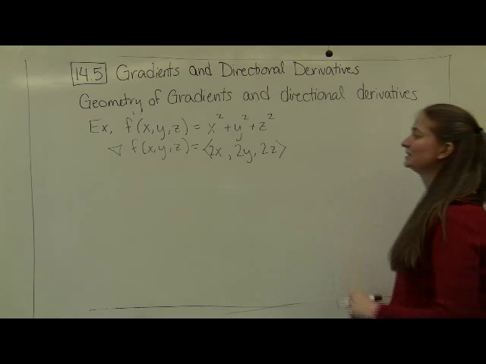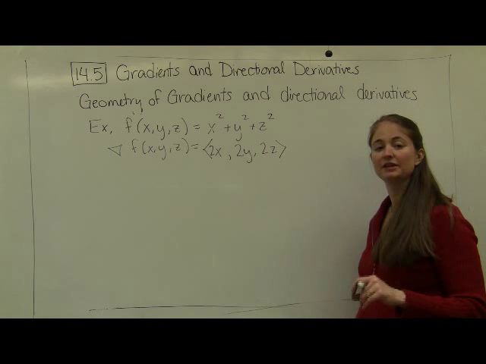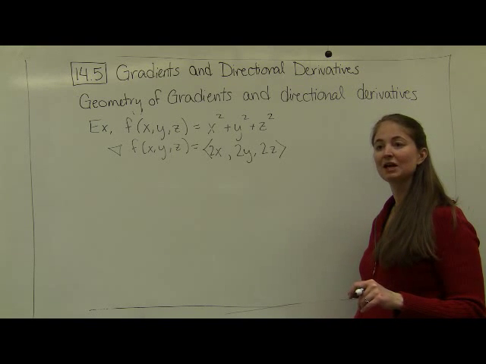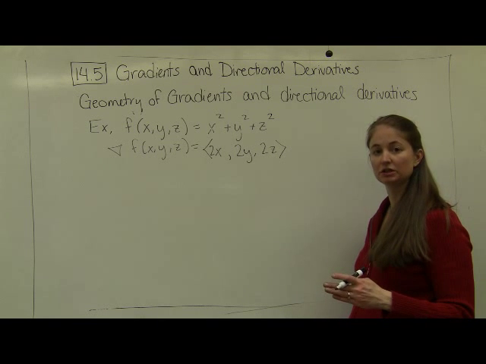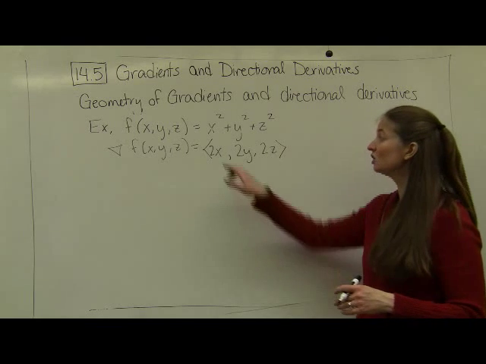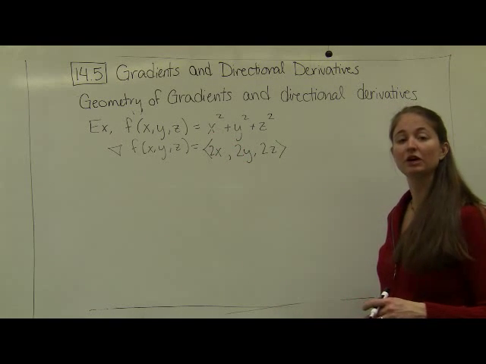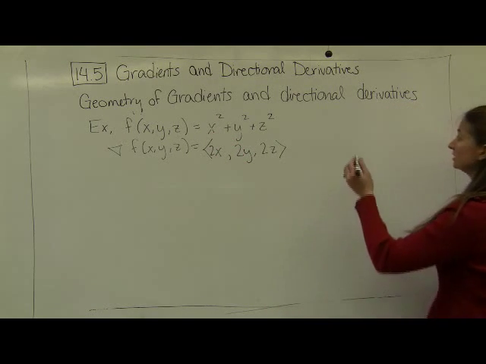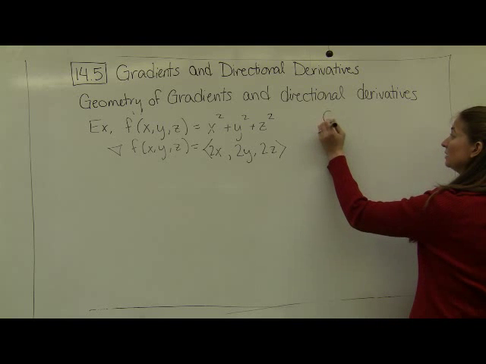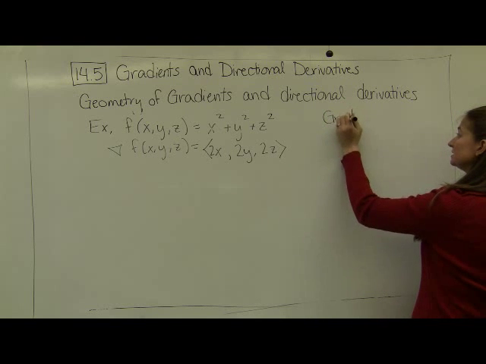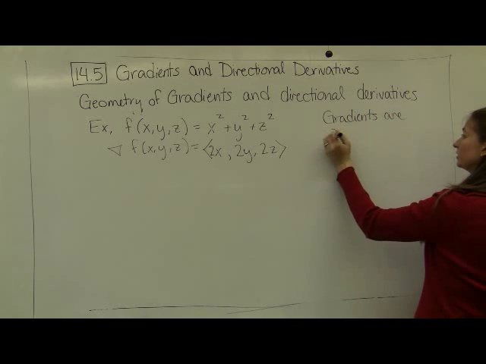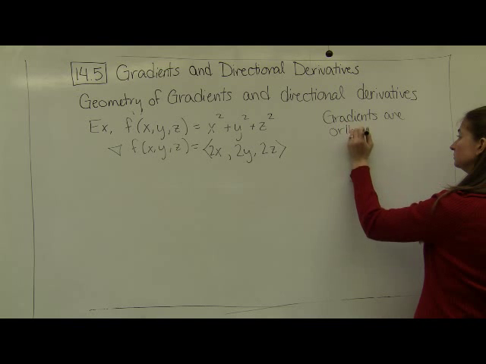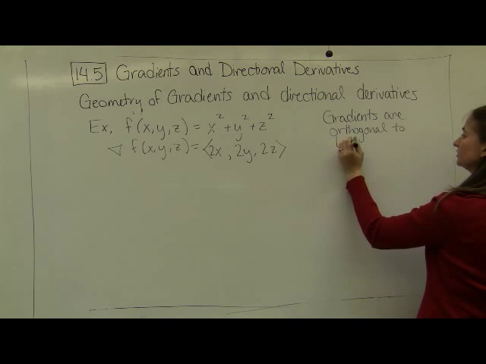So the reason why this is interesting: we just saw that gradient functions are always going to point in the direction that is perpendicular or orthogonal to level curves. Here we're going to see an application where gradients are always going to be orthogonal to level surfaces. And I'll write that down. Gradients are orthogonal to level surfaces.